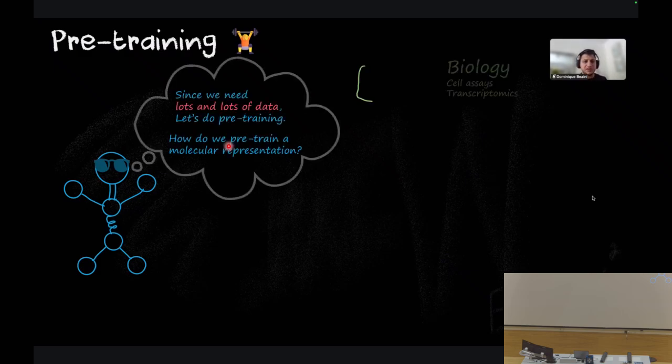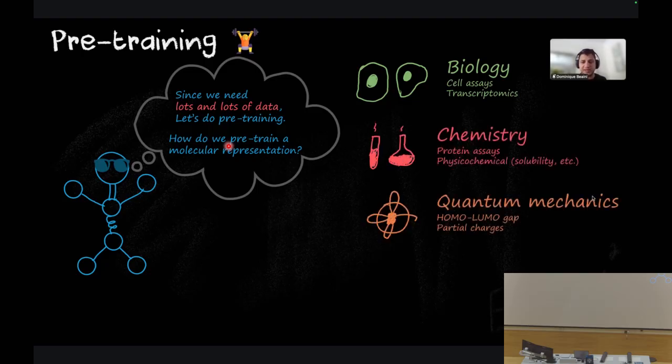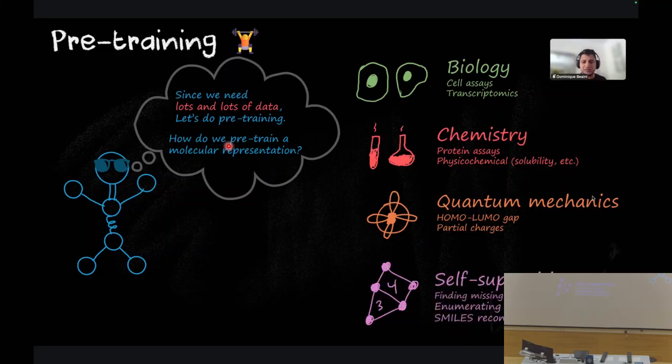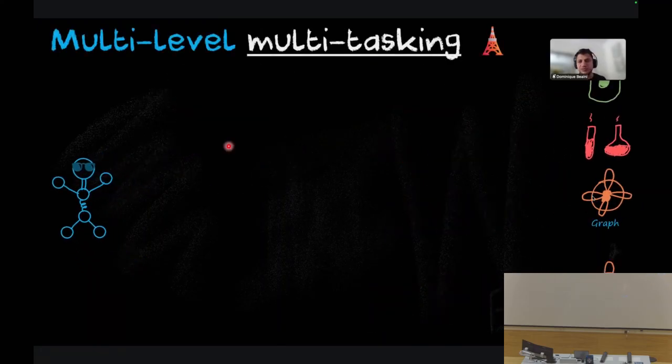Now I'll talk a bit about pre-training also. Now that we have graph transformers, we want to be able to pre-train large graph neural networks to be used in other tasks. So one thing that we did is gather a lot of biological assays, chemistry assays, quantum mechanics simulations, and also some self-supervised algorithms, although in our work we ignored that one for the moment. And we wanted to learn multi-level multitasking.